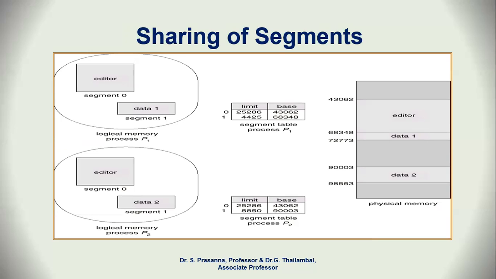So the same value is given in both process P1 and P2, because we are going to share the segment which is already stored in the memory addresses 43,062 to 68,348. So that's why the same base address and limit value is given for the segments.